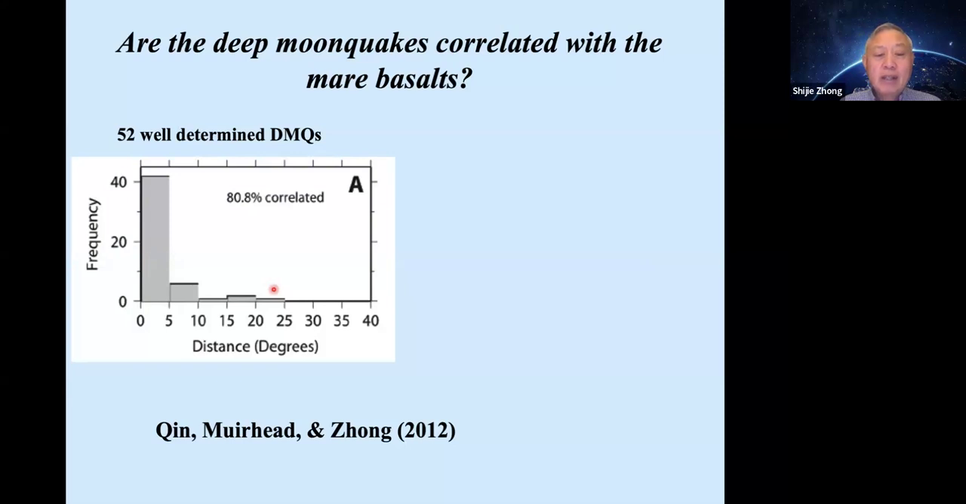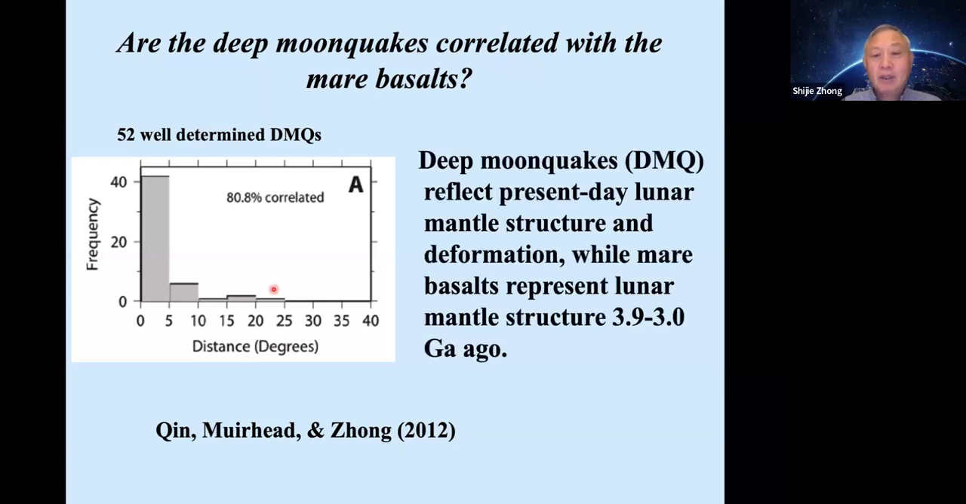It turns out that one study we did in 2012 showed that the deep moonquakes we're seeing, about 80% of them, are highly correlated with the mare basalts. But this is kind of interesting. We know the deep moonquakes occur today, the present day, and they tell you about the present day mantle structure and deformation. They were recorded by the Apollo missions. Whereas the mare basalts occurred about 4 billion years ago. So those are structures that occurred at very different times. If they're correlated, then they probably mean something.